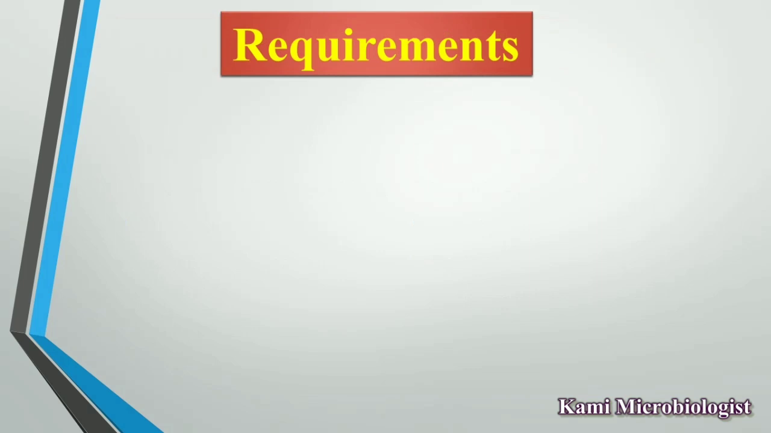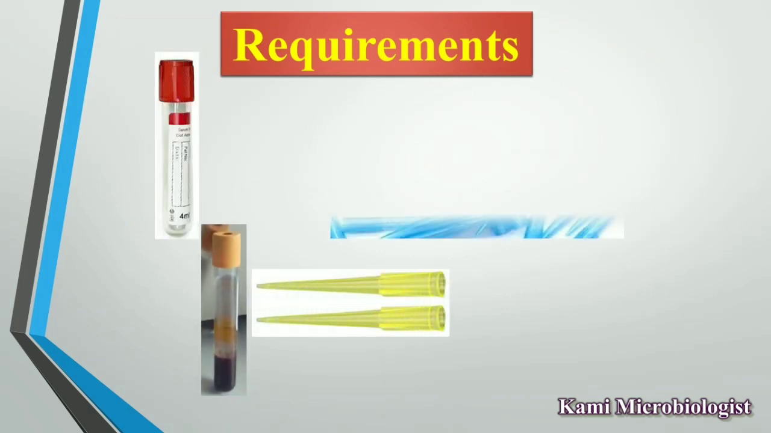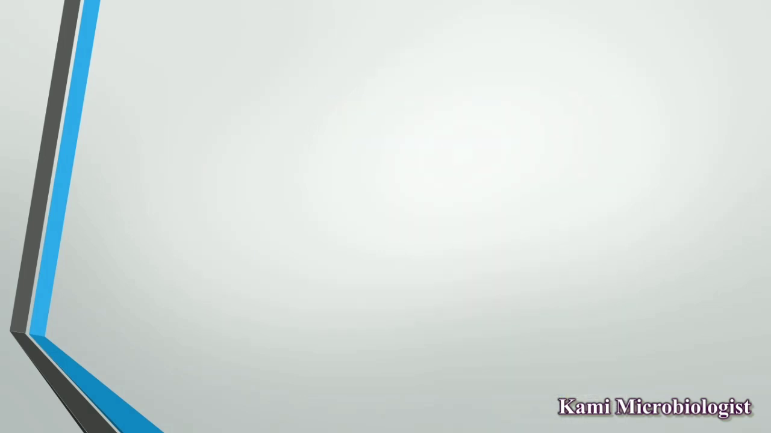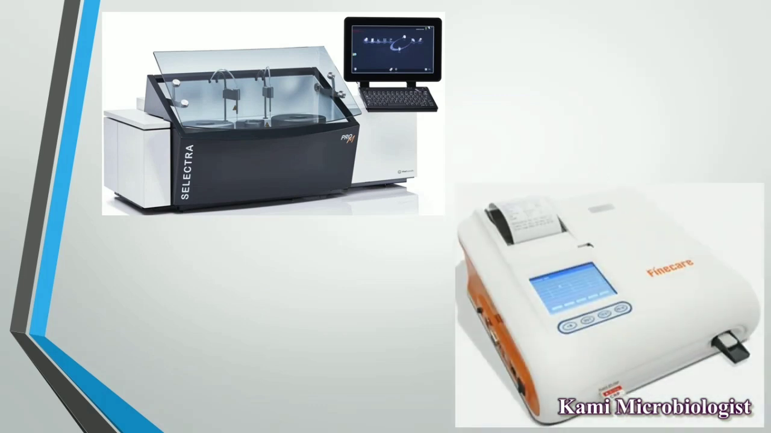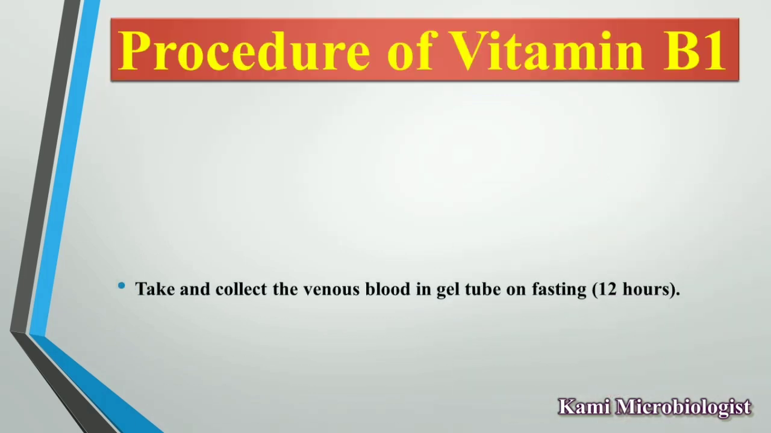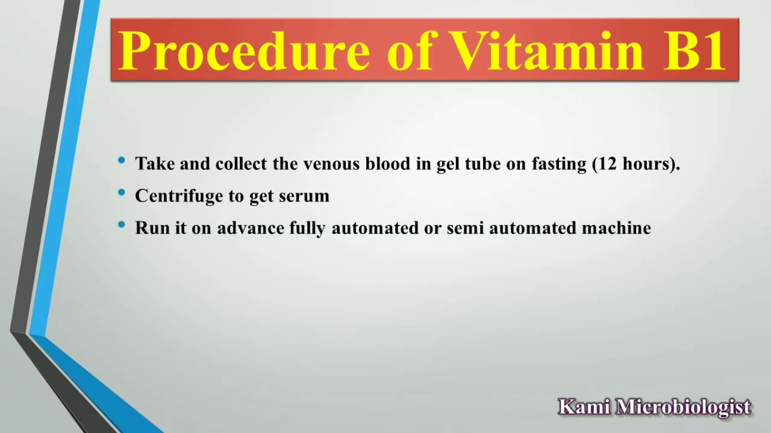Let's see the requirements for performing the test. We need blood in a gel tube or red top, a yellow tip, a blue tip, and a centrifuge machine. We also need an advanced fully automated machine or a semi-automated machine. Now let's see the procedure. The procedure is very simple. First, guide the patient that the patient should be fasting for 12 hours. Then collect the blood in a gel tube or red top. Centrifuge the blood to get the serum. Then run the serum on an advanced fully automated machine or semi-automated machine.